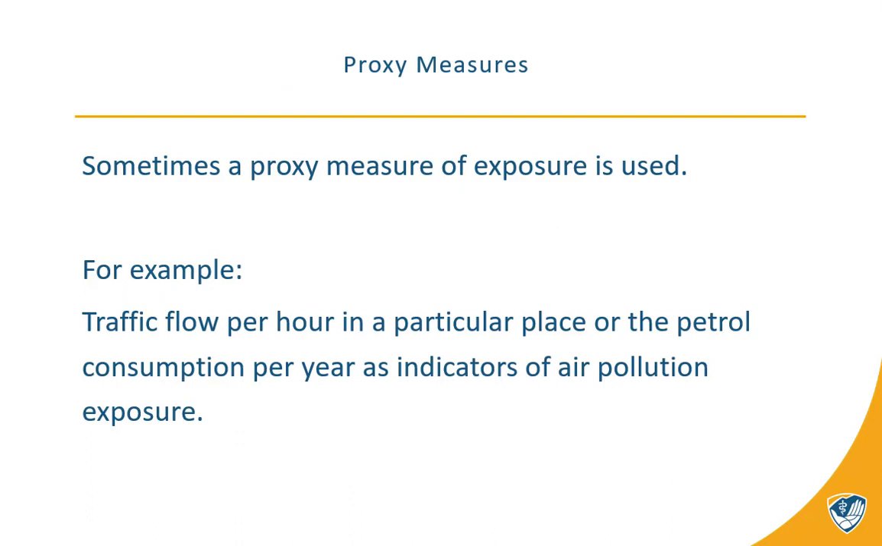Sometimes a proxy measure of exposure is used, such as traffic flow per hour in a particular place or the petrol consumption per year. These are used as indicators of air pollution exposure. These variables are also considered as quote unquote pressure indicators in the causal hierarchy. Other examples would be the use of pesticides in an area or the number of children living in houses painted with lead-containing paint.